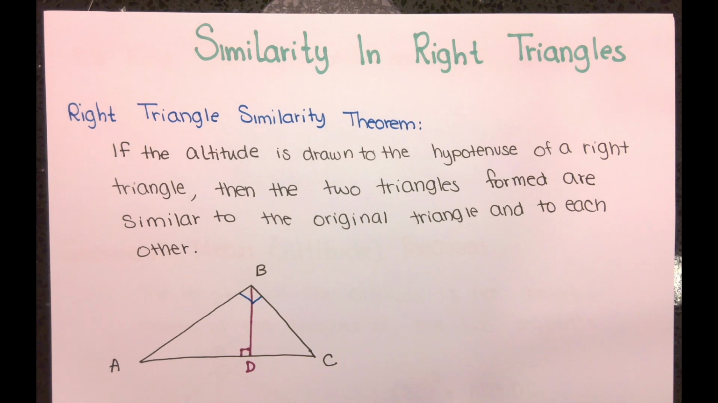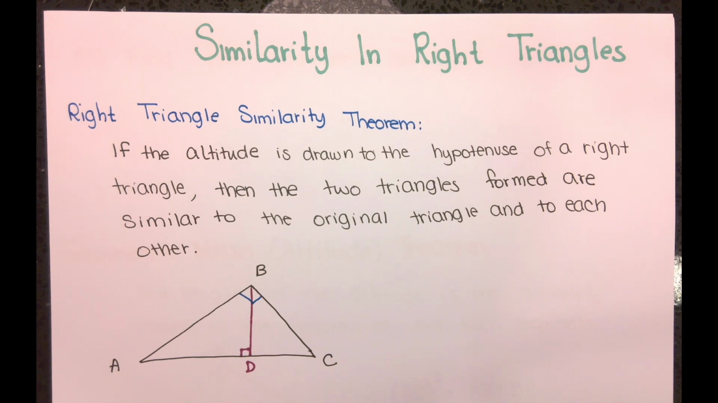In today's video we are talking about the similarity in right triangles. Now the right triangle similarity theorem says if the altitude is drawn to the hypotenuse of a right triangle, then the two triangles formed are similar to the original triangle and to each other.